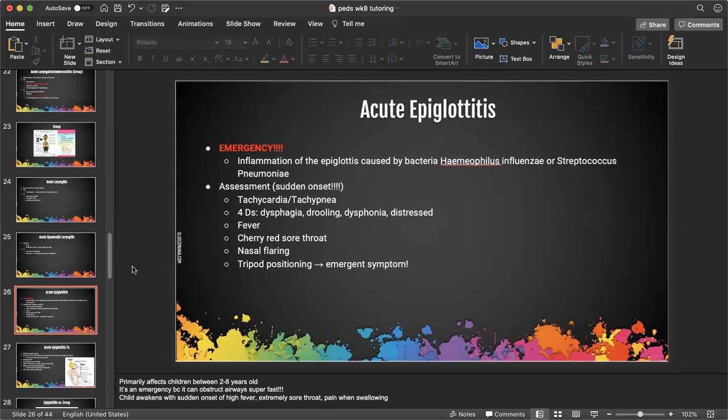Since it's such a quick onset, the child will wake up with a high fever out of nowhere, and then they'll have a really bad sore throat, so that cherry red sore throat, and pain when swallowing. So again, if your child starts to present with these symptoms, it's an emergency because they're on their way to an airway obstruction.